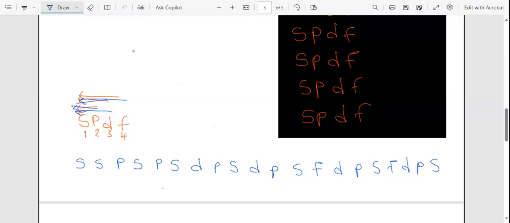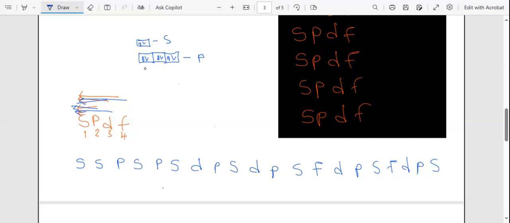And what you need to know is that, first of all, the S orbital looks like this. It can only accommodate 2 electrons. That's the maximum it can. It can accommodate one, but the maximum is 2. Then the P orbital can accommodate 6 electrons. It can accommodate any number, but the maximum should be 6, filled like this.